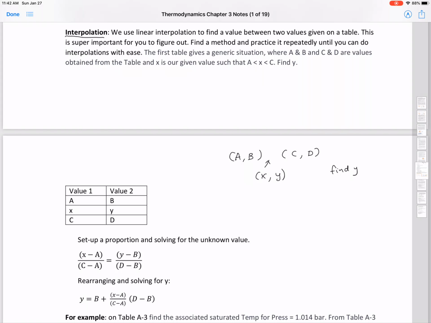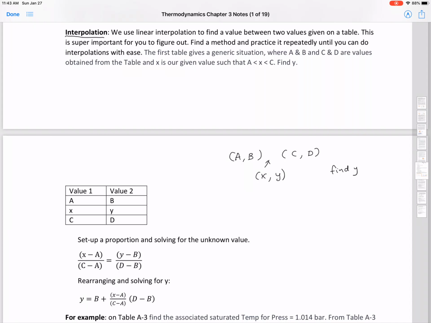We're given all the other values. A and B and C and D we found on our table. Let's say A and C are pressure and B and D are temperature. So A and B were a pressure-temperature relationship on our table, and C and D were a pressure-temperature relationship on our table. We're given X is some pressure and Y is the temperature that we're trying to find, or any myriad of other possibilities with that. But A, C, and X all have the same type or the same property. So all temperature, all pressure, all something like that. And B, D, and Y, the second value, are all the same.